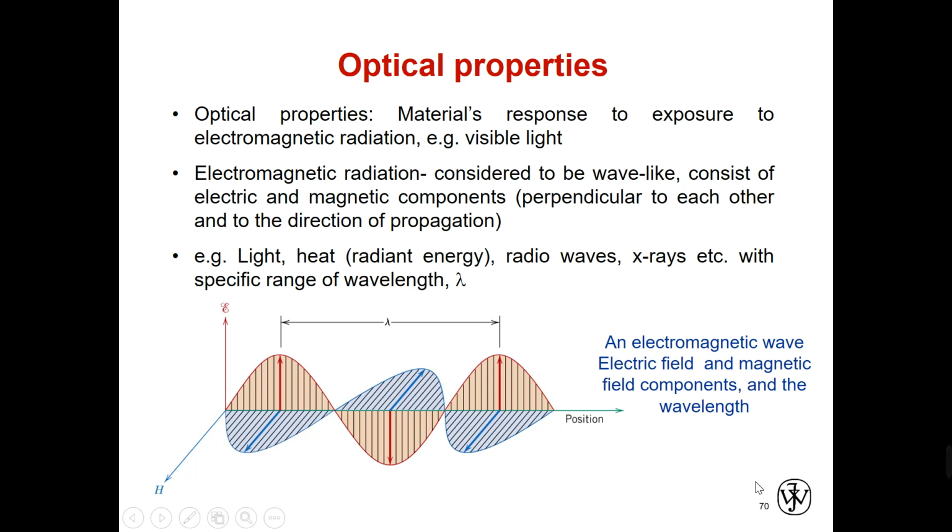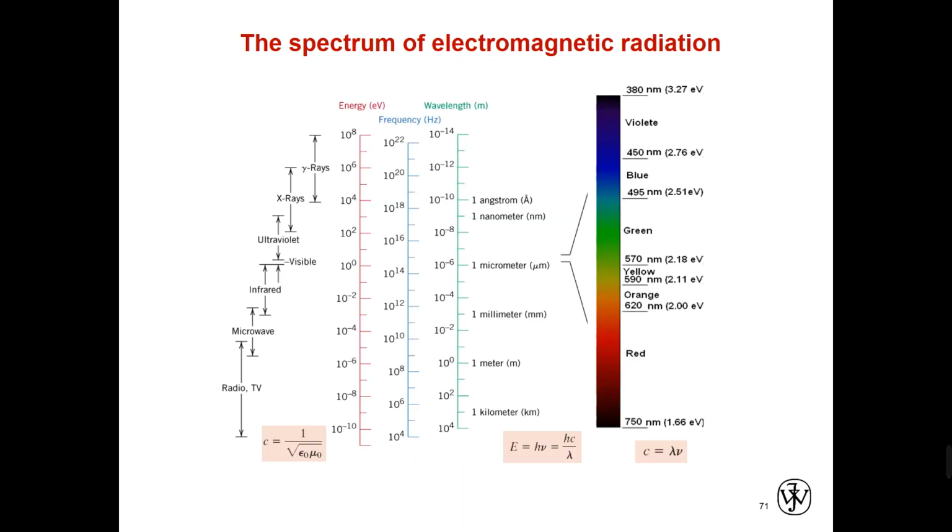Electromagnetic radiation is considered to be wave-like, consisting of electric and magnetic components perpendicular to each other and to the direction of propagation. Examples are light, heat or radiant energy, radio waves, X-rays, etc., each with a specific range of wavelength, lambda. So this is an electromagnetic wave, showing the electric field and magnetic field components and the wavelength relation between them. All right, move to the next slide.